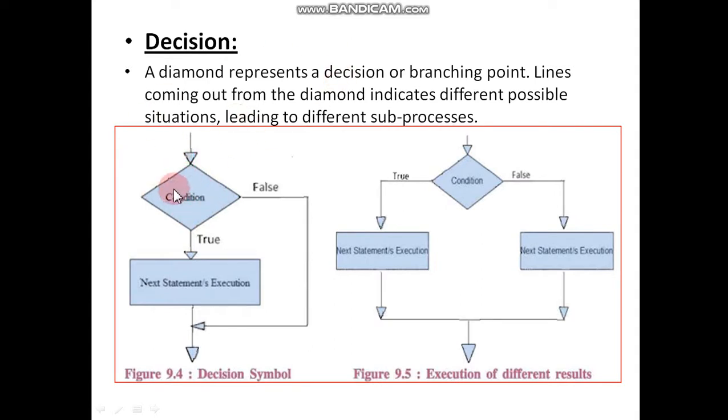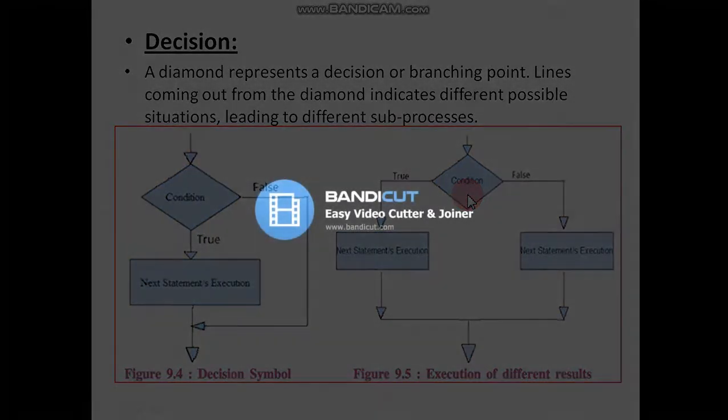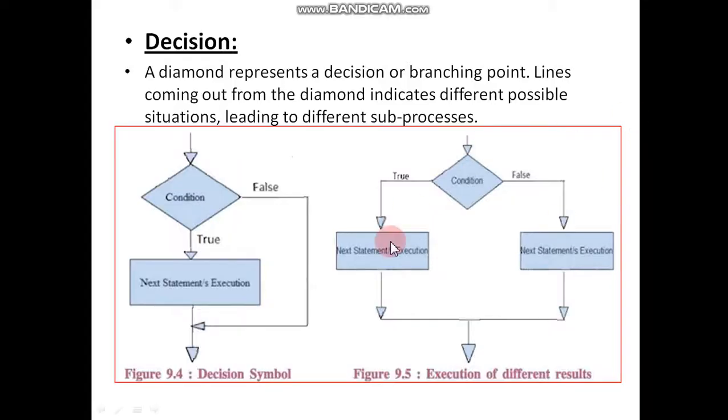So suppose a condition is applied. If the condition is true, then the next statement is executed and then exit. If the condition is false, then go to the exit. So this diamond is used to check the condition in a flowchart. First of all we check the condition. If the condition is true, then the next statement is executed. Second, if the condition is false, then the next statement is executed and then exit.